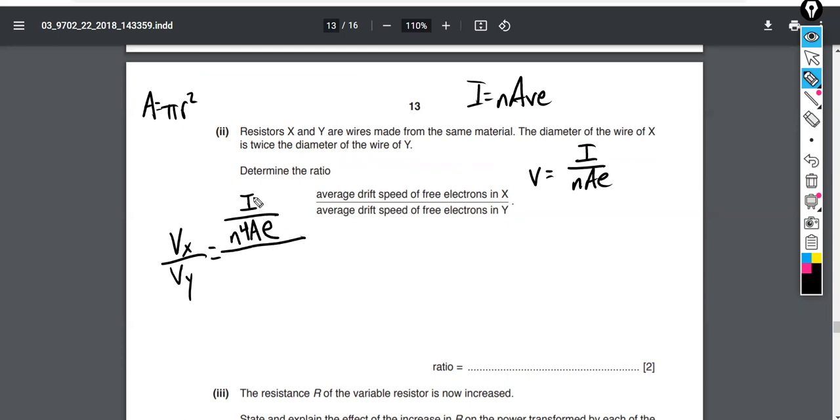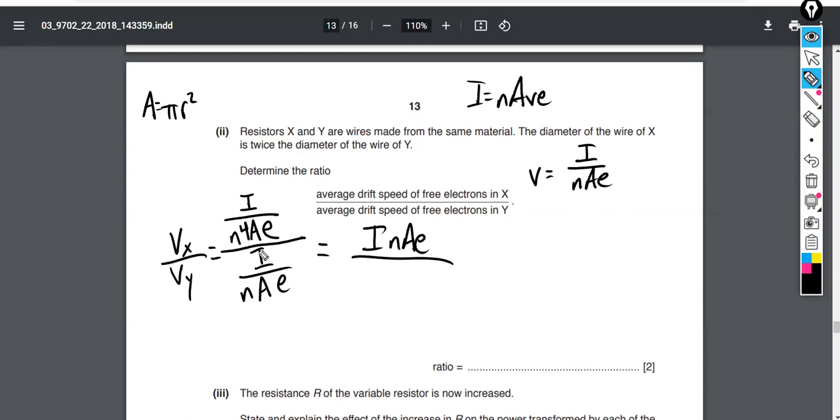So this expression compares the drift speed of the electrons through resistor X to the drift speed of the electrons in resistor Y. This one is just I over nAe. When the diameter is D, the area is A. When the diameter is 2D, the area is 4A. And so the only difference is that 4 right there. And so this all simplifies down to, right, the denominator, numerator, combine the numerator.